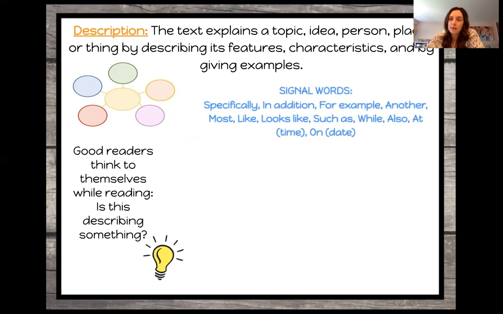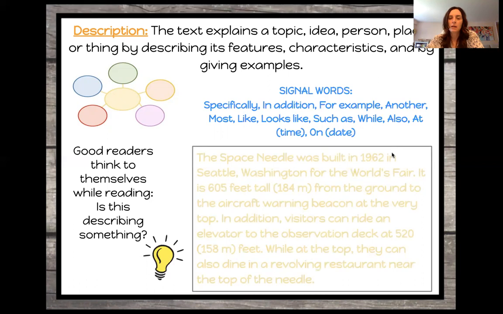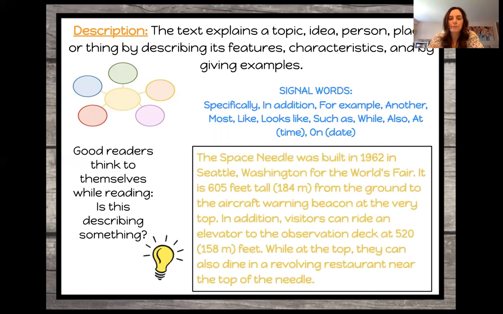There are certain signal words that can help you to identify what type of text structure you're reading. For a descriptive text, these signal words are specifically, in addition, for example, another, most, like, looks like, such as, while, also, and at, so if it's at a certain time, or on a certain date. Let's read together a nonfiction text that is descriptive, and then we will look for the signal words.